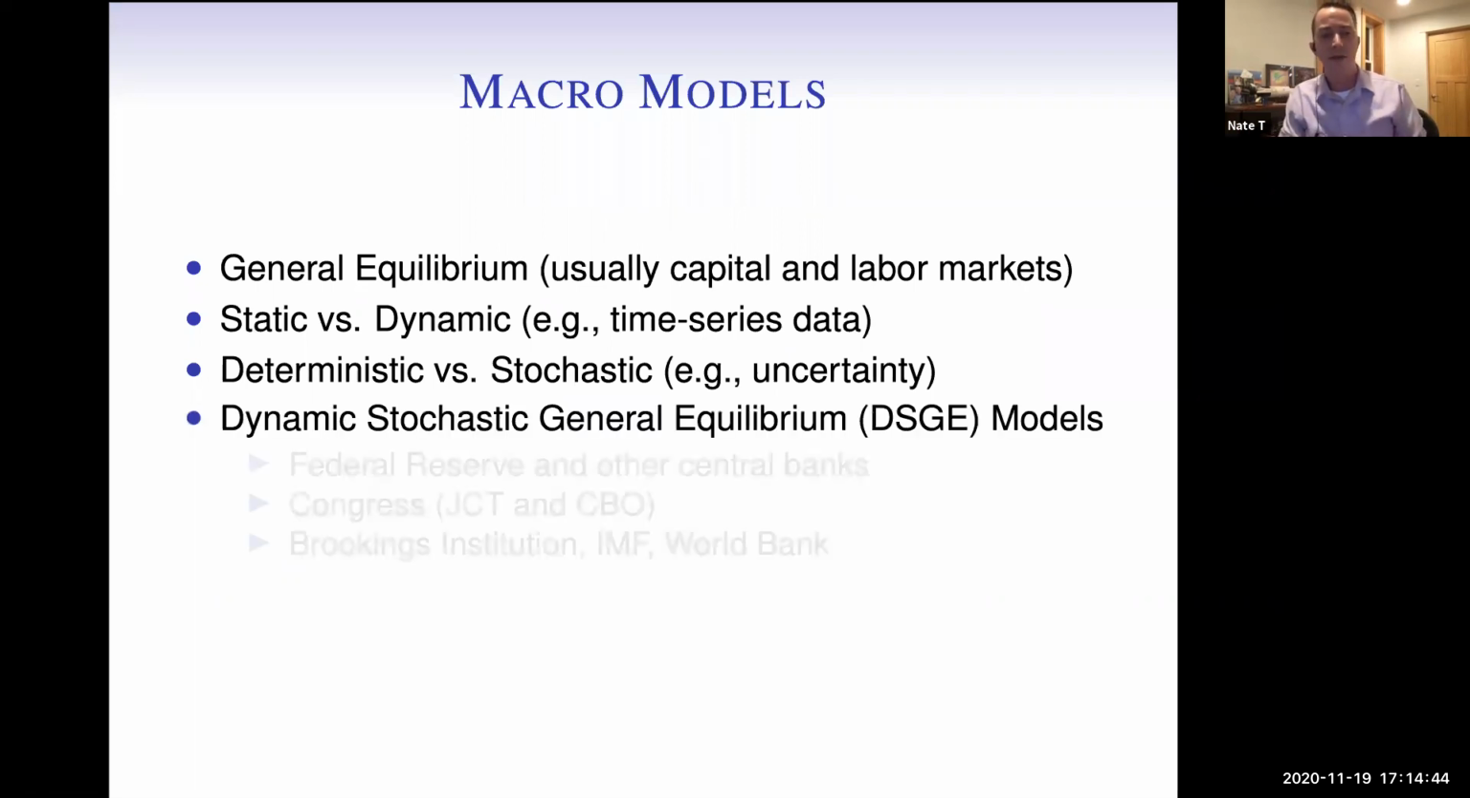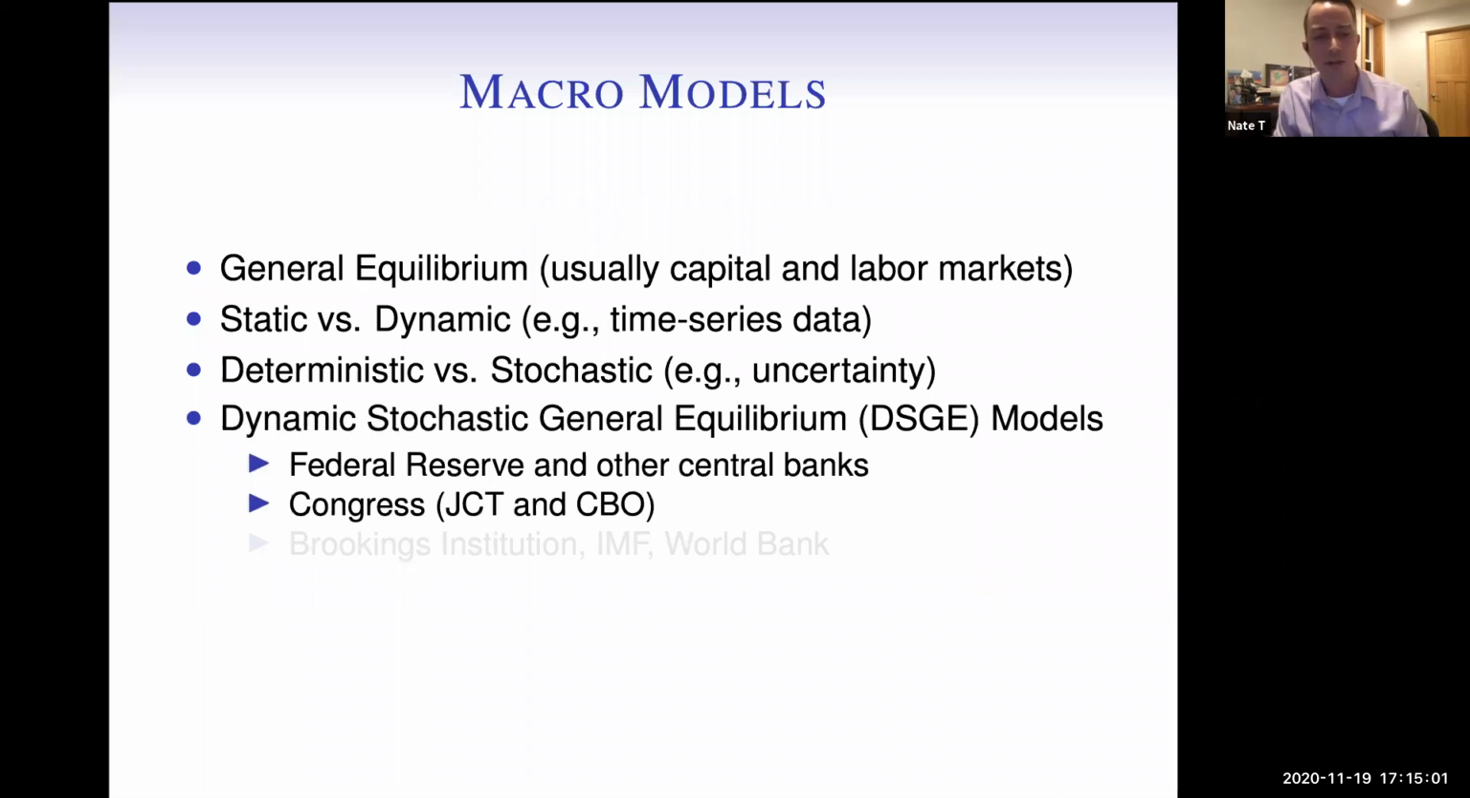And then if you combine all these words together, dynamic, stochastic, general equilibrium, you get DSGE models. These are the workhorse models of many policy institutions, such as the Federal Reserve and other central banks around the world. Congress uses them in the Joint Committee on Taxation and the Congressional Budget Office, and the Brookings Institution, the IMF, and the World Bank. So we have think tanks and banks using DSGE models.